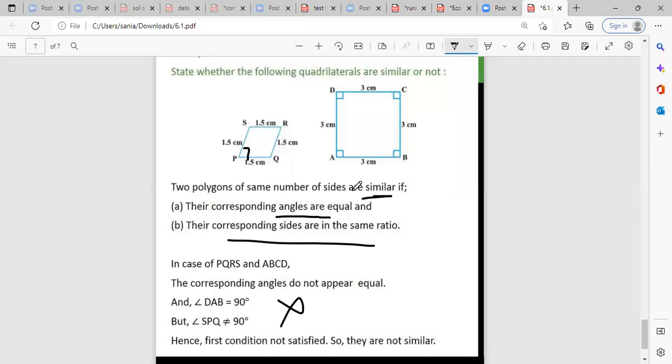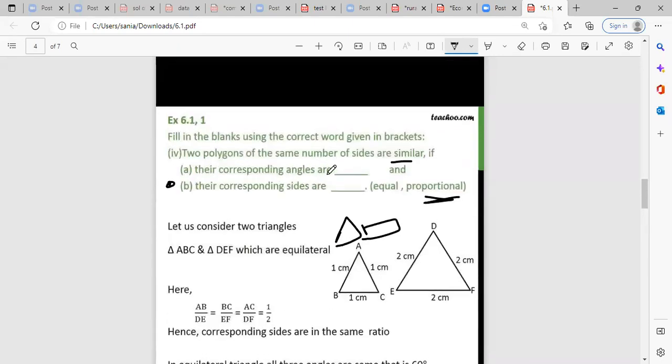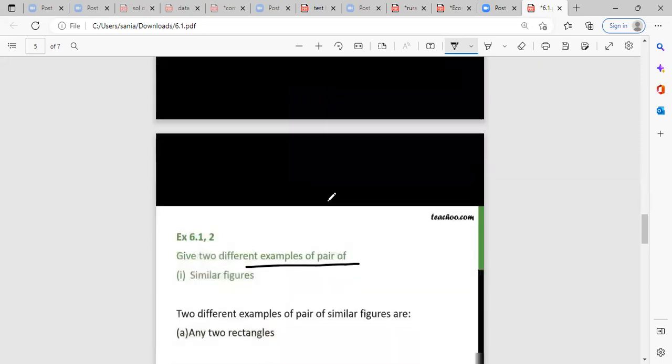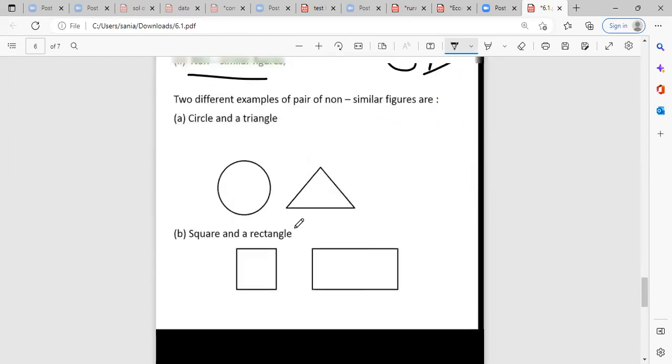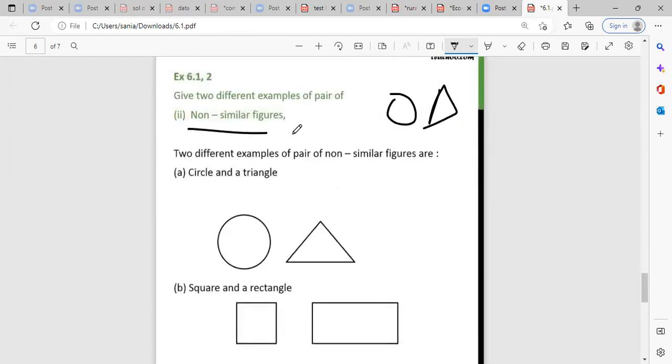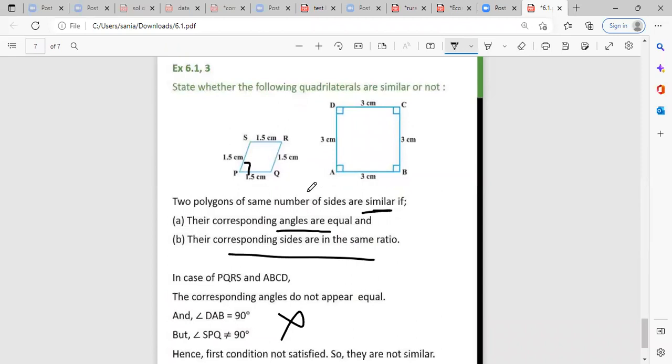Because any polygons, we did it, right? Any polygons can be similar, right? If these two corresponding conditions are satisfied. So you can write it down in the book itself. You can draw it like this if you want. I hope this is very simple. Non-similar: any two you can compare. But this one you can write down. Okay, teacher. Then we'll start with the examples.